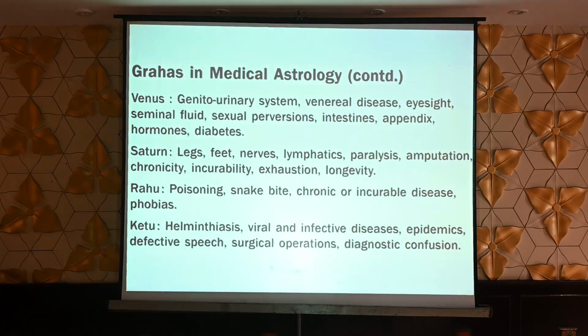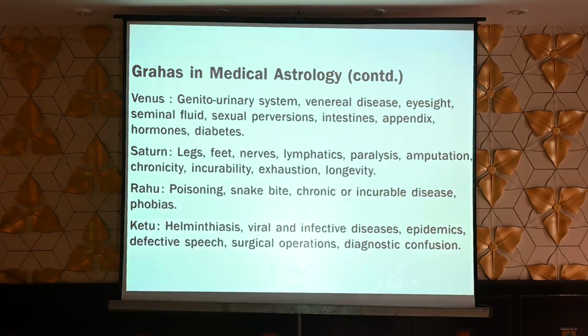Rahu and Ketu are again malefics. Rahu is poisoning, snake bite, chronic or incurable disease, and phobias. Ketu also phobias, and Ketu is the planet of confusion. So therefore diagnostic confusion also occurs when Ketu is in power. Besides that, helminthiasis, which is the worms in the intestines, viral and infective diseases, epidemics, defective speech, operations, and so on. So these planets, they indicate different things.